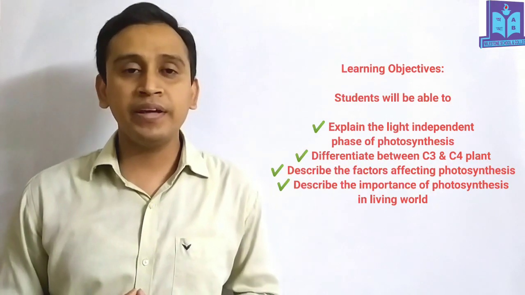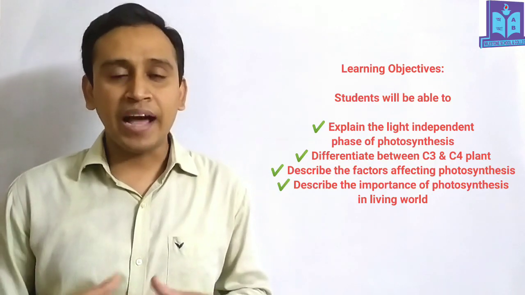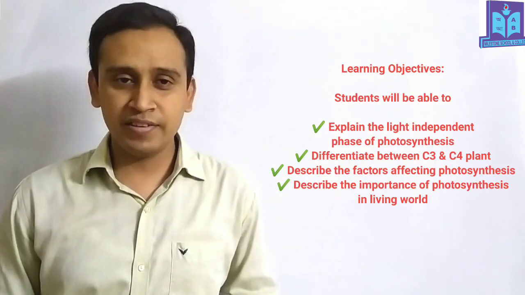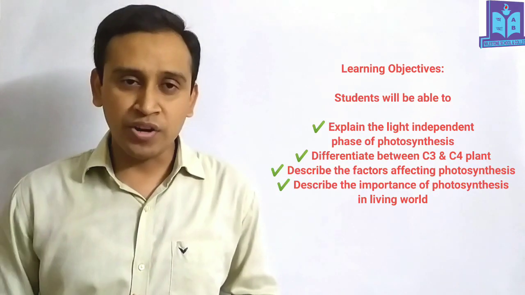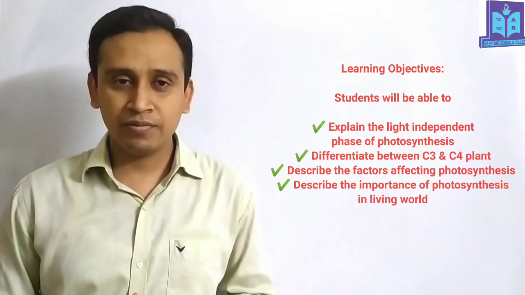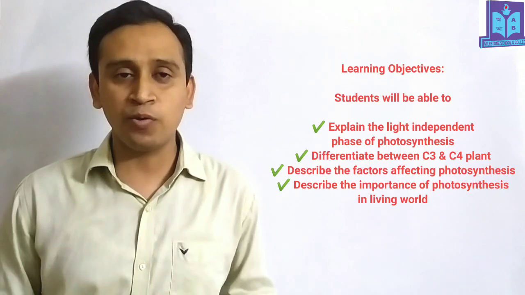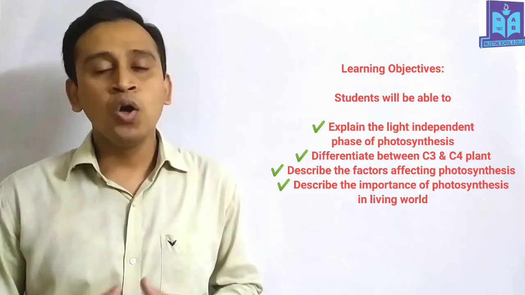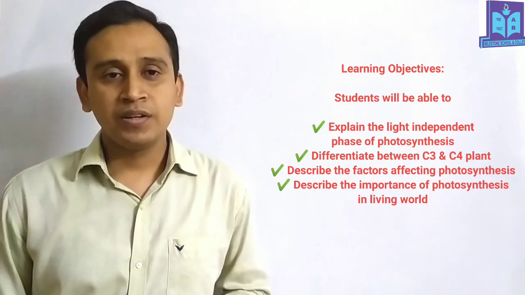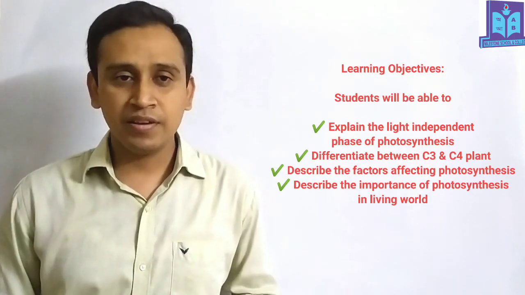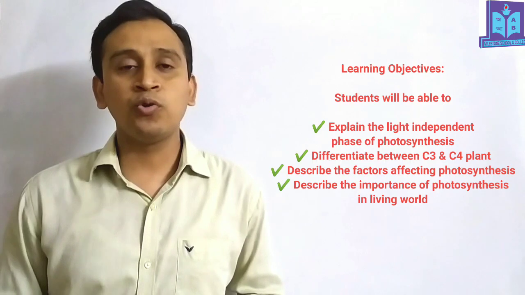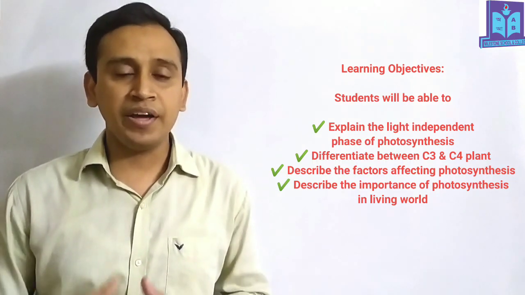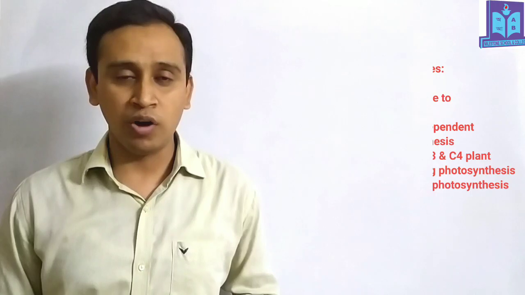After completing today's lesson, students will be able to explain the light-independent phase of photosynthesis. Students will be able to differentiate between C3 and C4 plants. They will be able to describe the factors of photosynthesis and also the significance or importance of photosynthesis in the living world. So, my dear students, let's move to the main discussion.